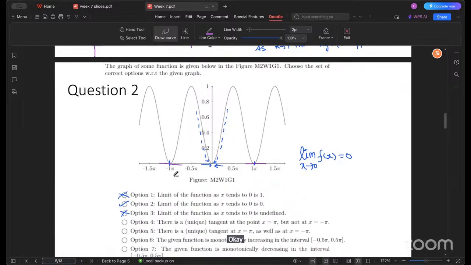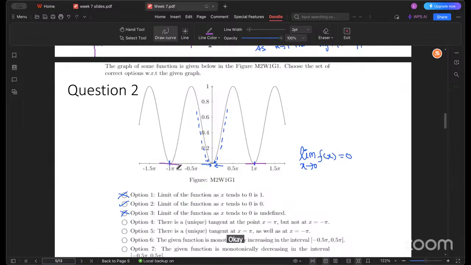Ma'am, what does it mean by unique? Option 5 is correct. Ma'am, I think option 4 is correct. Okay, option 4 is correct, option 5 is wrong. Whoever is saying option 4, hold on. Can you justify why at x is equal to minus pi there is no tangent? Ma'am, there is a tangent, but it is not a unique tangent. It's the same, madam. It's not unique. For both of them, the same tangent.